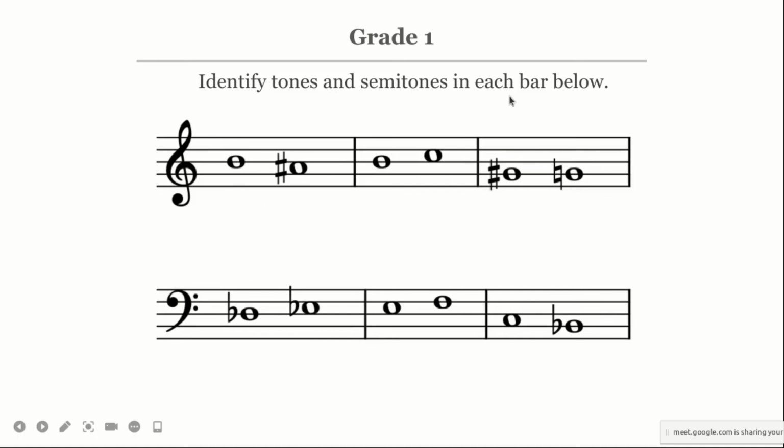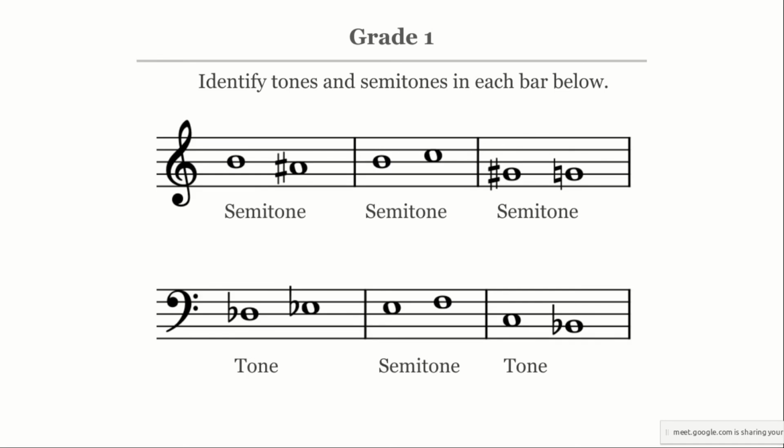Identify tones and semitones in each bar below. And because of time, I'll take you through. This is a semitone because from A sharp to B is a semitone. You can see that clearly on the piano if you learn how to draw it. And then from B to C, there is no black key between B to C. That's also a semitone. And then from G sharp to G natural is also a semitone.